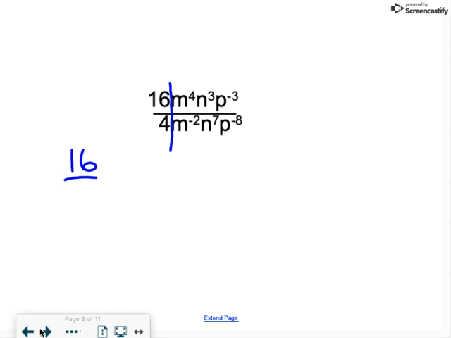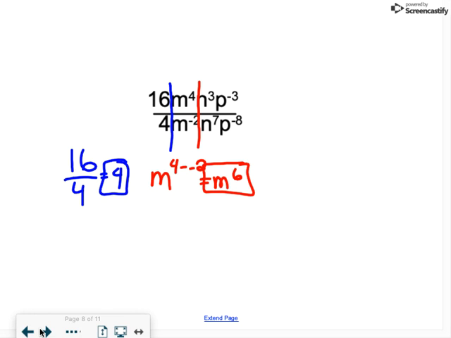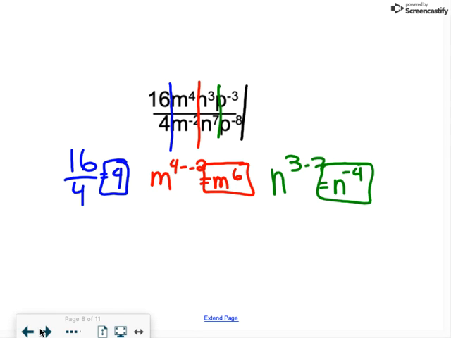So we have 16 over 4 equals 4. We have m to the 4 minus a negative 2. Well, that's going to be m to the 6th. We then have n to the 3 minus 7. Well, that's going to give us n to the negative 4. And then we have p to the negative 3 minus a negative 8. All right, 2 negatives make a positive. This will be p to the 5th.